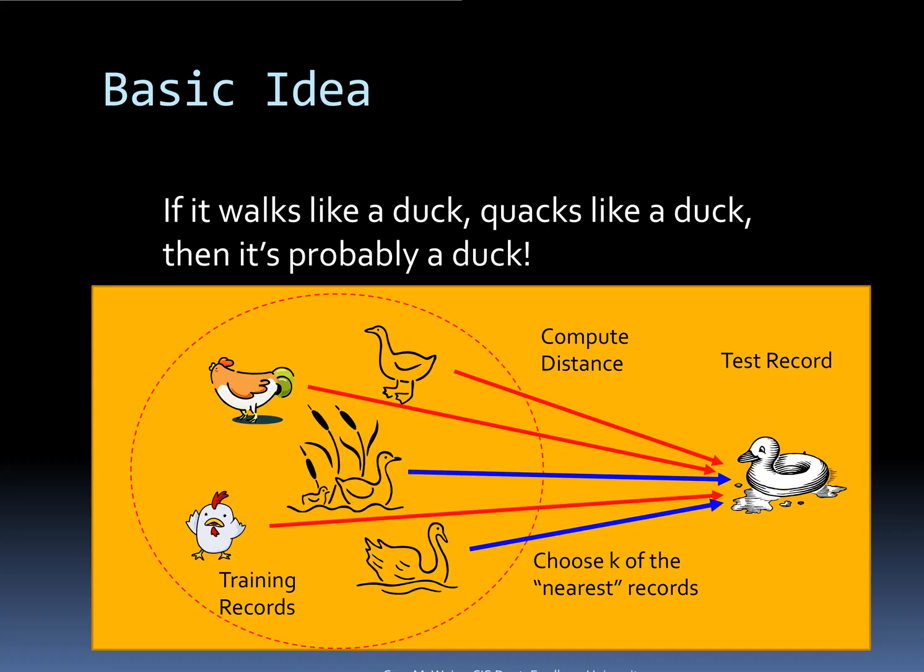The basic idea of nearest neighbor classifiers can be summed up with the phrase, "If it walks like a duck, quacks like a duck, then it's probably a duck." This highlights the principle of similarity-based classification.